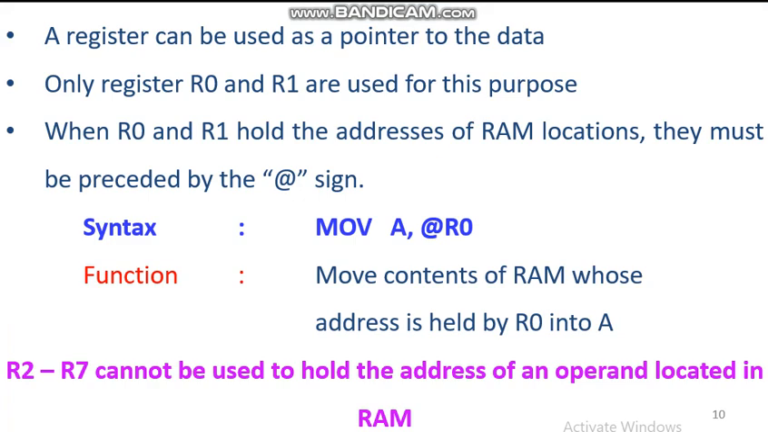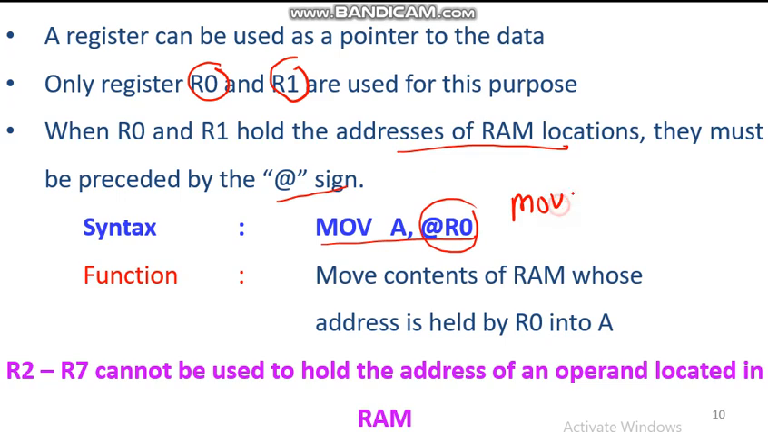Now we have register R0 to R7, out of which only 2 can be used as a data pointer, and those are R0 and R1. So here you can see, and they are pointing an address of location with the help of this sign @. So here I am writing MOV A, @R0, meaning of that go to the address pointed by R0 and from that address copy data into A. So writing MOV A, R0 is different and this is different.